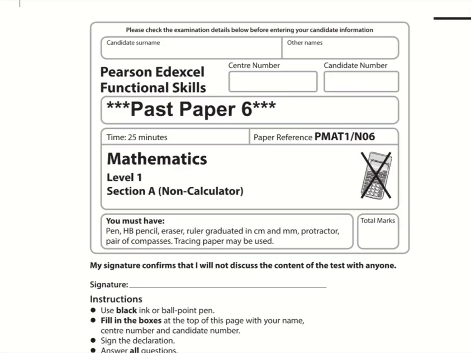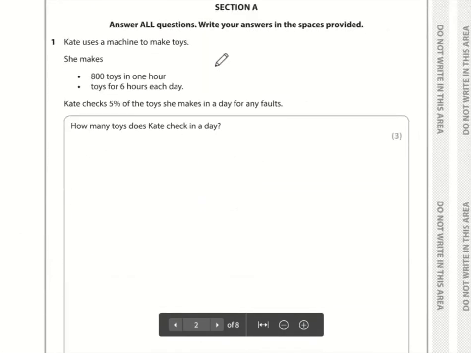Here are the video solutions for Pearson Edexcel Functional Skills Maths Level 1. This is section A, which is the non-calculator section from past paper 6.